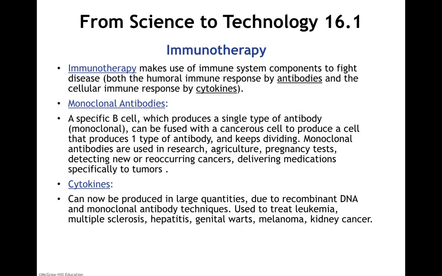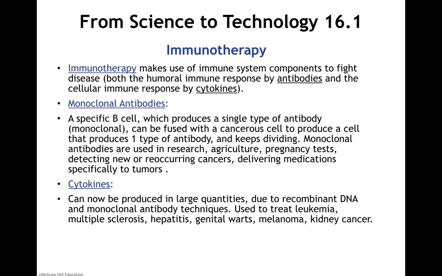Immunotherapy makes use of immune system components to fight diseases, either humoral with antibodies or cellular immune by the use of cytokines. Monoclonal antibodies are a specific single type of antibody produced from a single progenitor cell, producing one antibody. To do that, you take an antibody-producing cell and fuse it with a cancer cell. Those are used in research, agriculture, and many medical tests.